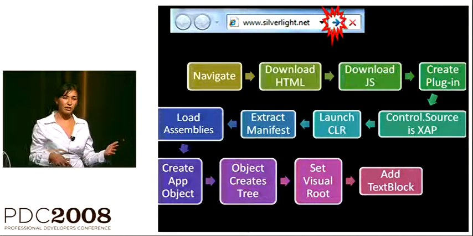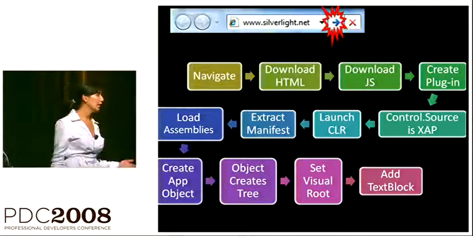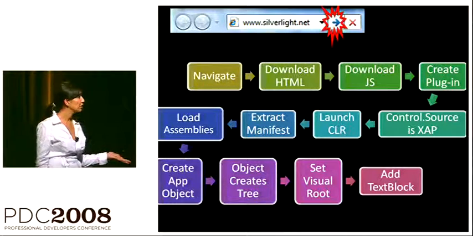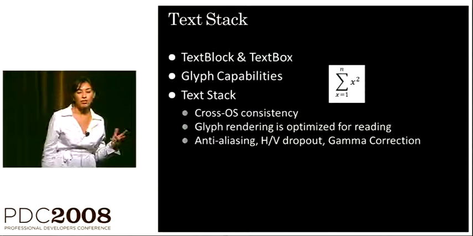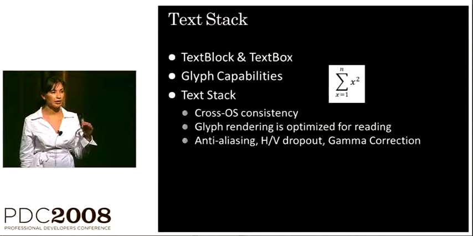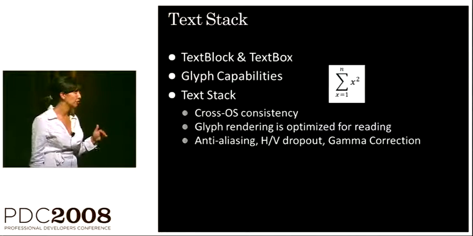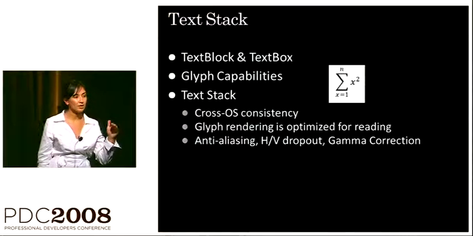We then create the tree. We set our visual root and actually start building the application. If, let's say, that it's a hello world, then you're going to call in the tech stack. And the thing to remember within the tech stack is that it's largely across OS consistency, and so all of our rendering is done within Silverlight itself. And we wrote our pipeline to optimize for our legibility.